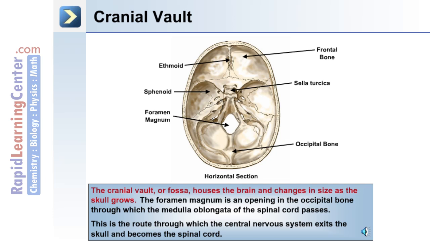The cranial vault or fossa houses the brain and changes in size as the skull grows. The foramen magnum is an opening in the occipital bone through which the medulla oblongata of the spinal cord passes. This is the route through which the central nervous system exits the skull and becomes the spinal cord.